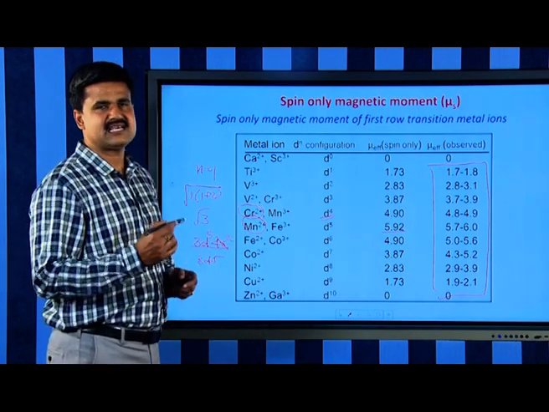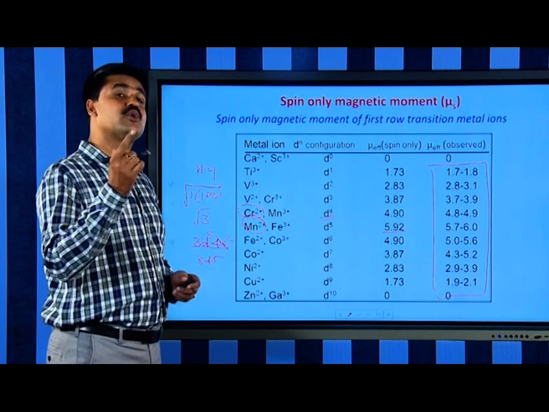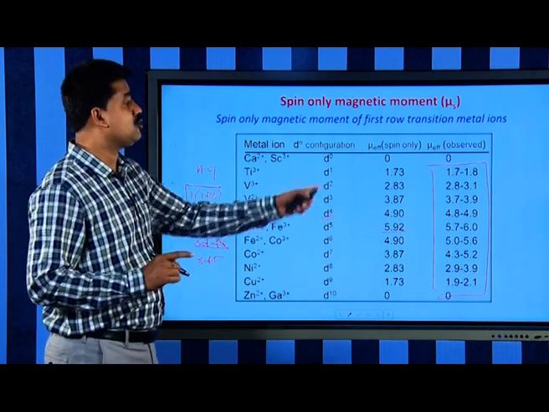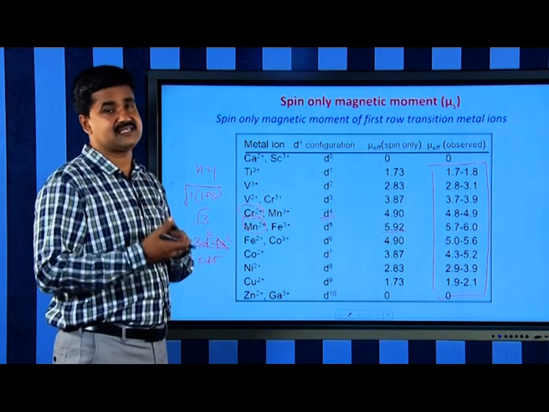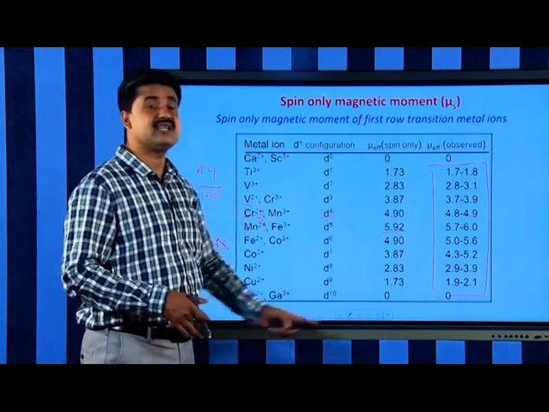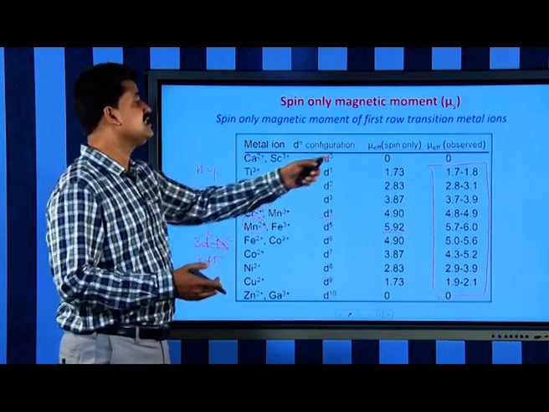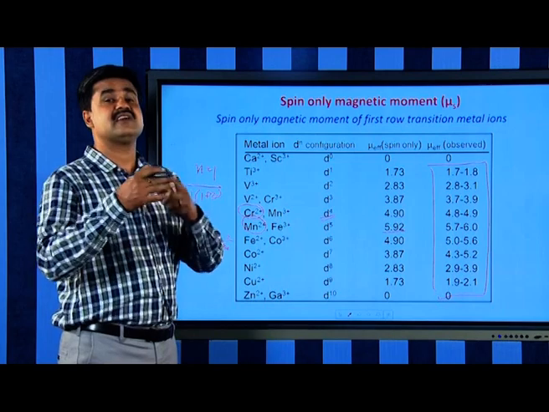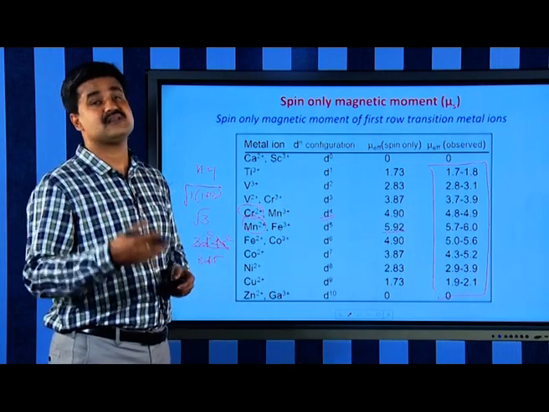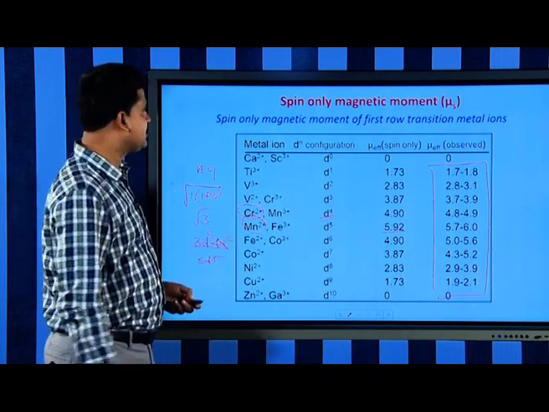Some anomalies are there. Those anomalies arise due to the orbital contribution. The total observed magnetic moment is a combination of the spin component as well as the orbital component. Here we calculated only the spin component. So, the calculated spin component may be slightly different from the observed value, due to the involvement of the orbital contribution. Okay, that is about the case.